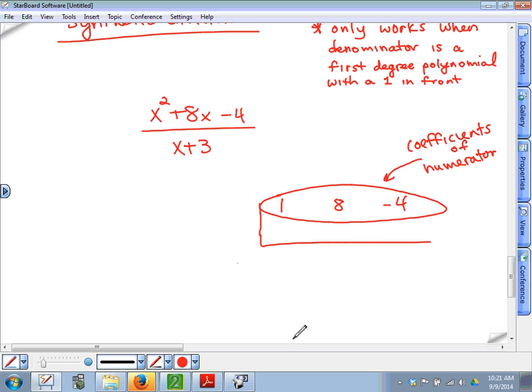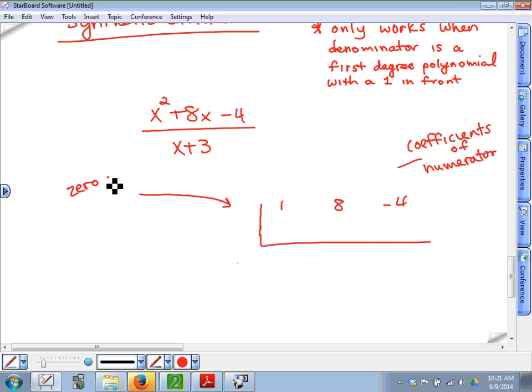You okay so far? Now usually there's not a circle there, I just wanted to put it there so you knew where to put the numbers. I'm going to erase that. Now we also need a number right here in front. That number is the 0 of the denominator. You understand what I mean by 0? So it'd be -3. And that's one of the common mistakes I see students make, is this number that goes in front. It's not a +3, it's the 0 of the denominator, which in this case is -3. So put a -3 there.